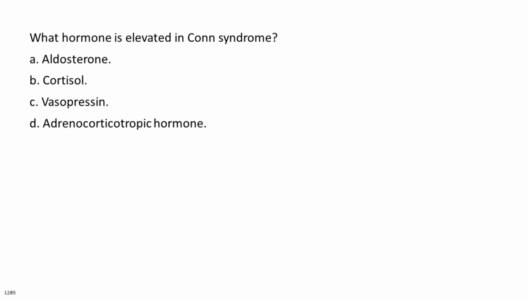What hormone is elevated in Conn's syndrome? A. Aldosterone. B. Cortisol. C. Vasopressin. D. Adrenocorticotropic hormone.